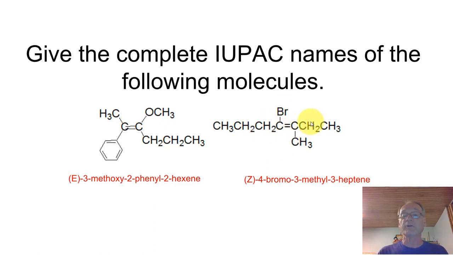And which is higher priority here? Well, we've already seen ethyl is higher priority than methyl. So the ethyl group is higher priority, and the bromine is higher priority. Those are cis to each other, and so this is a Z molecule. Again, the full name is 4-bromo-3-methyl-3-heptene, and I think it is obvious why it's called that.